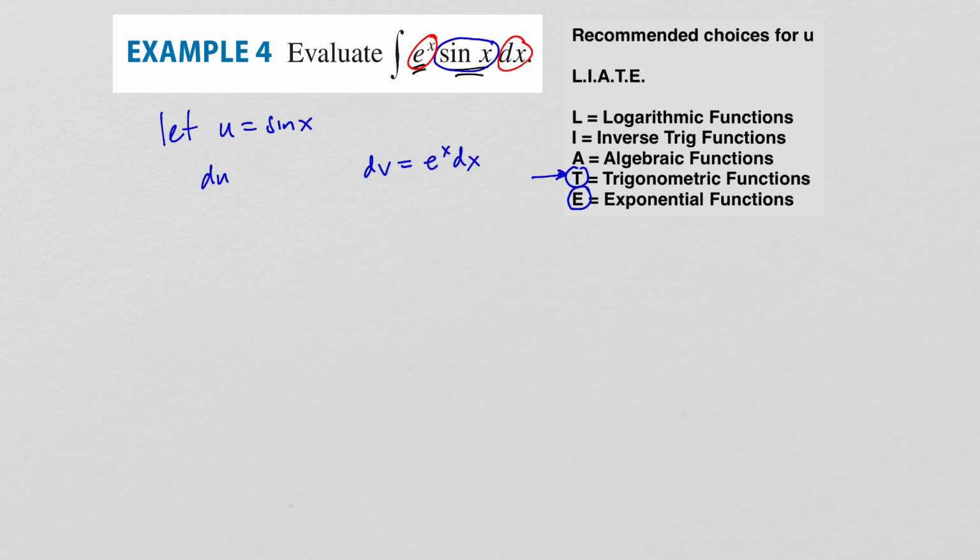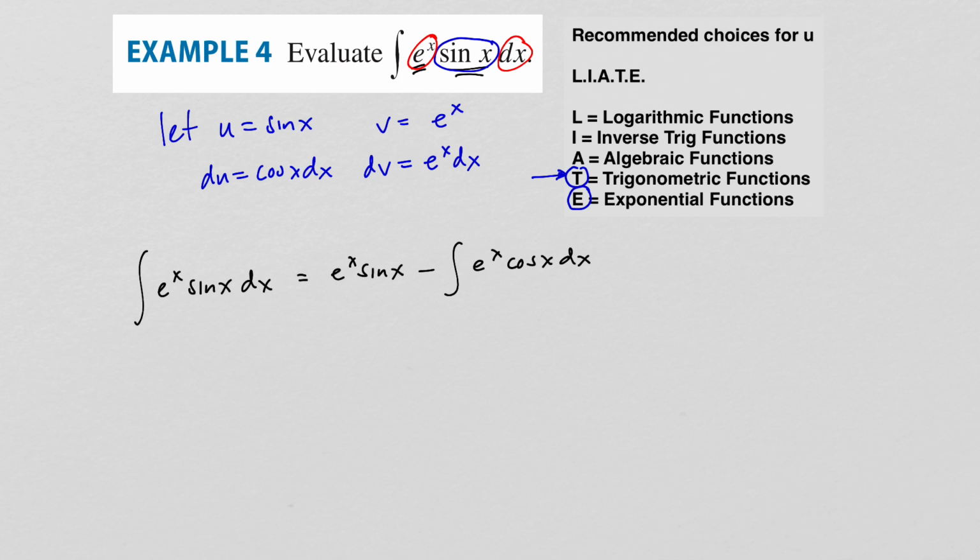From there, du will be cosine of x dx. And v, of course, is just e to the x. And so we have the integral of e to the x sine of x dx is equal to u times v, which is e to the x times sine of x, minus the integral of v times du, which is e to the x cosine of x dx.